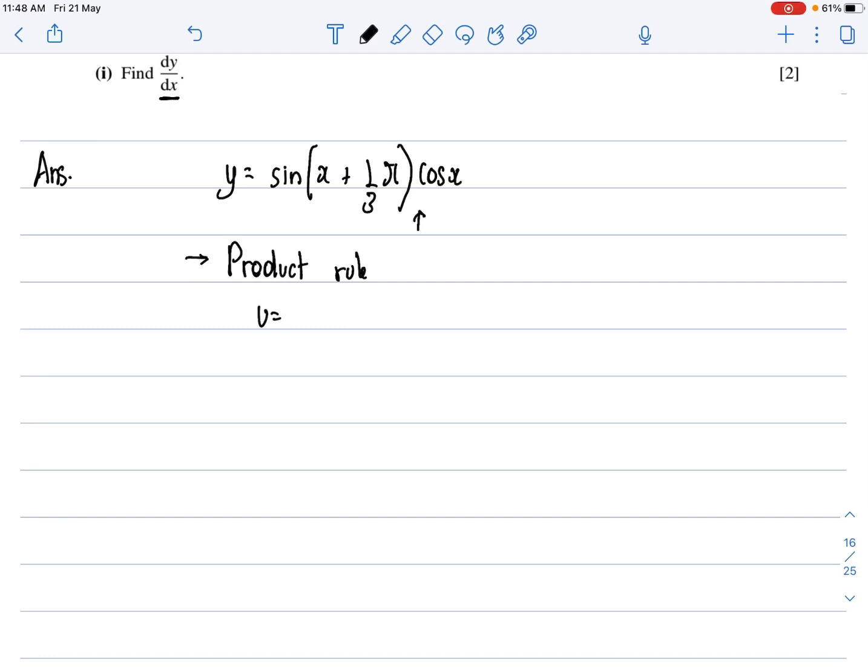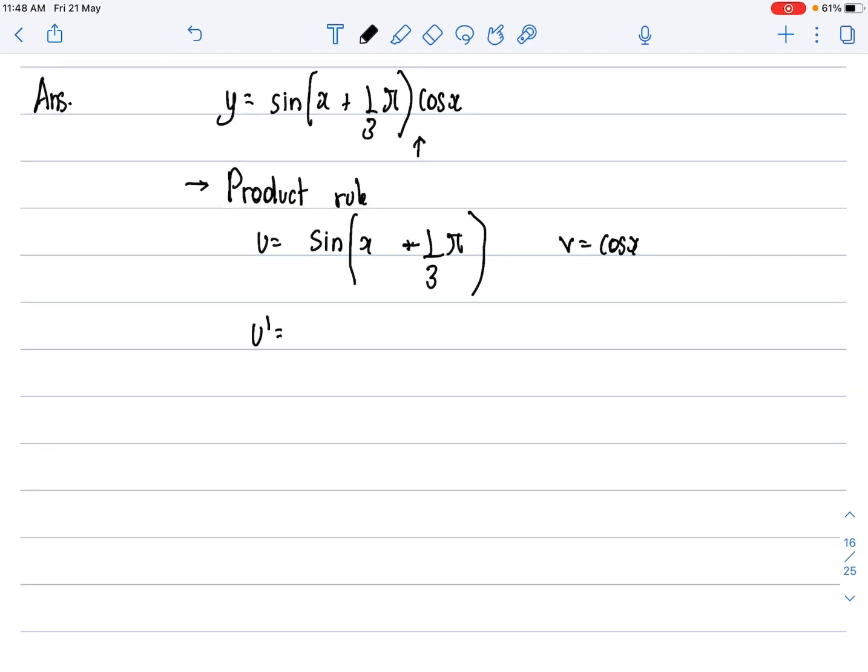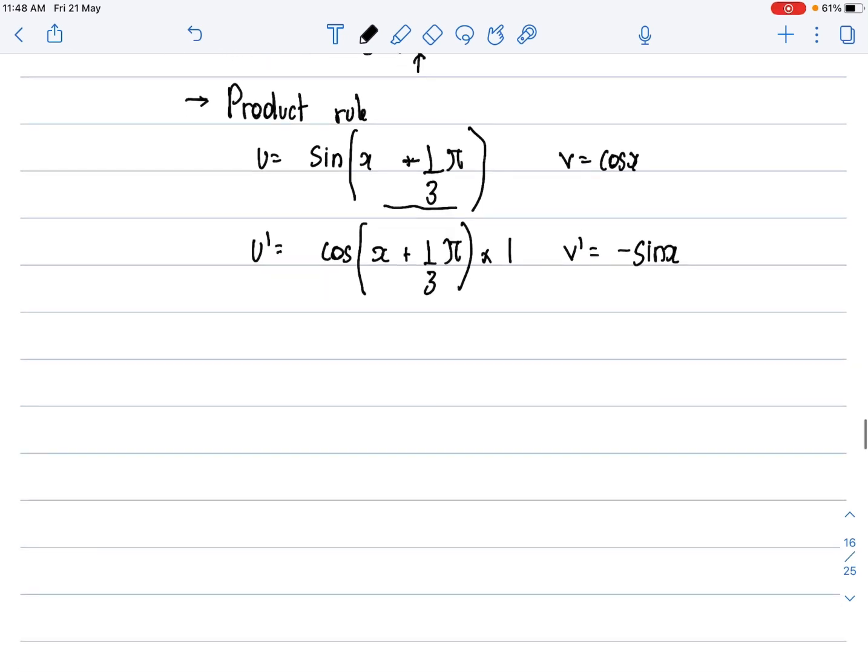So I take my u as sine of (x plus 1/3 pi), and I take my v as cos x. So basically the u dash is the differentiation of sine (x plus 1/3 pi), which is cos (x plus 1/3 pi) multiplied by the differentiation of x plus 1/3 pi, which is 1. And my v dash is simply minus sine x. So now I can simply use my formula, which states u into v dash plus v into u dash.